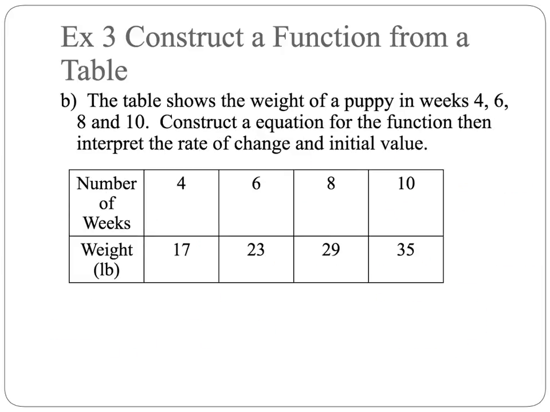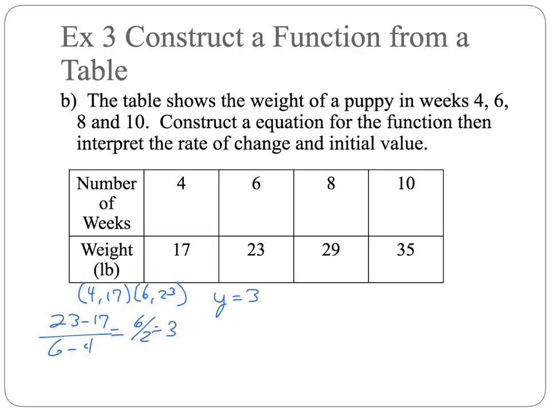Same thing with the chart again. Pick 2 ordered pairs. This time we're looking at the weight of a puppy. So we have 4 and 17. We have 6 and 23. 23 minus 17 over 6 minus 4. That's 6 over 2, which is 3. So my slope is 3.